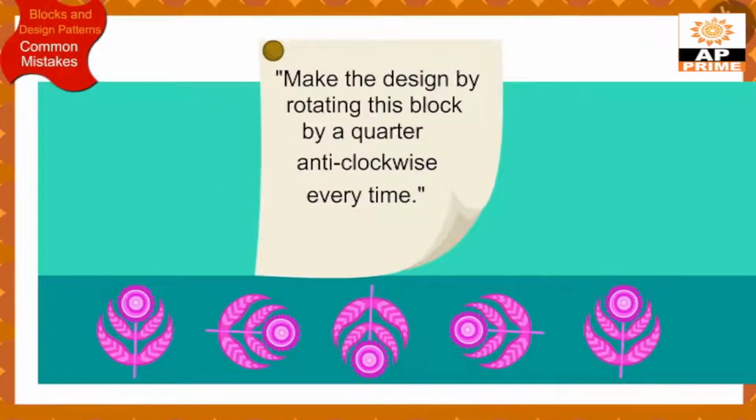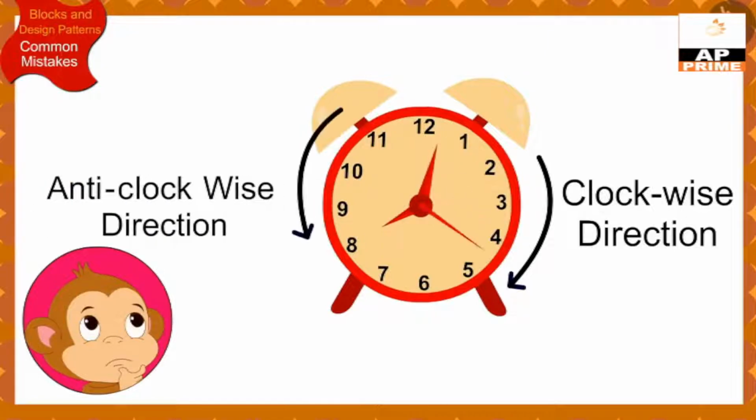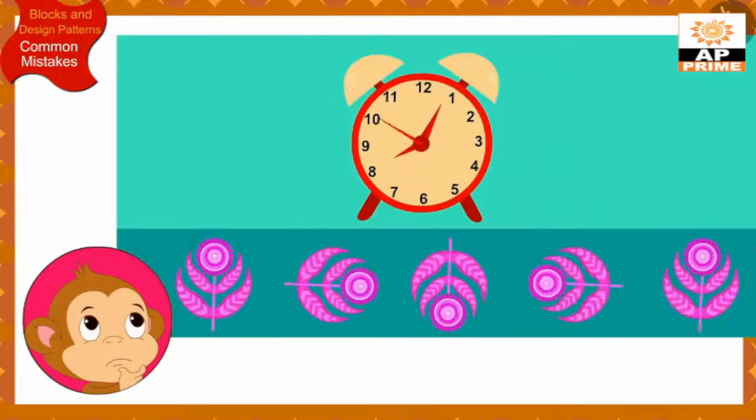Actually, as per the instructions written by Banno, Babban had to rotate the block by a quarter in the anti-clockwise direction every time. But Babban got confused between the clockwise and anti-clockwise directions and accidentally made the pattern on the sari by rotating the block by a quarter in the clockwise direction every time.